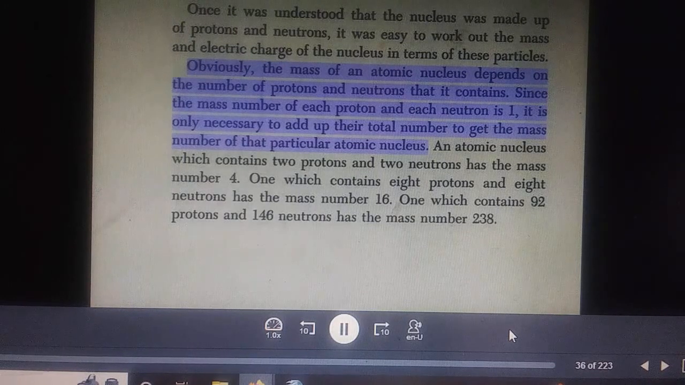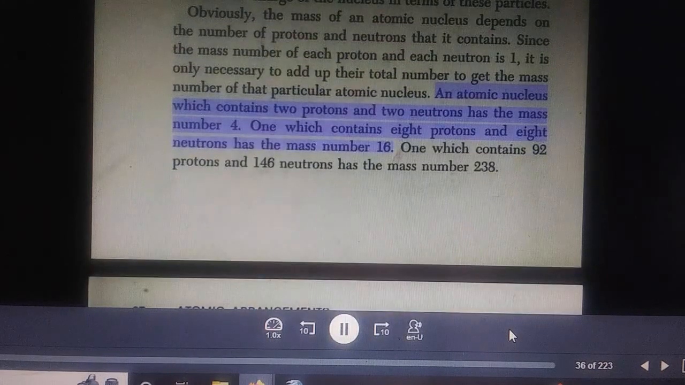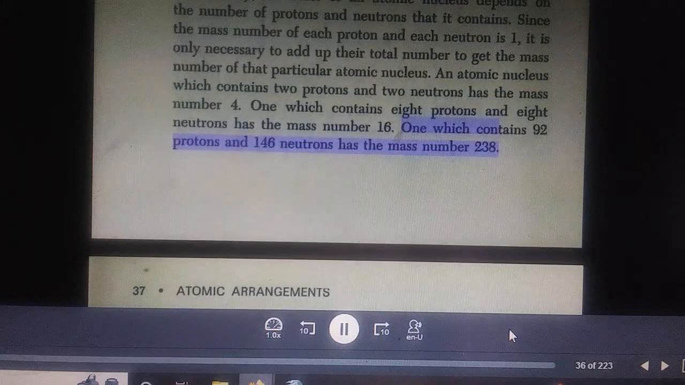Obviously, the mass of an atomic nucleus depends on the number of protons and neutrons that it contains. Since the mass number of each proton and each neutron is 1, it is only necessary to add up their total number to get the mass number of that particular atomic nucleus. An atomic nucleus which contains 2 protons and 2 neutrons has the mass number 4. One which contains 8 protons and 8 neutrons has the mass number 16. One which contains 92 protons and 146 neutrons has the mass number 238.